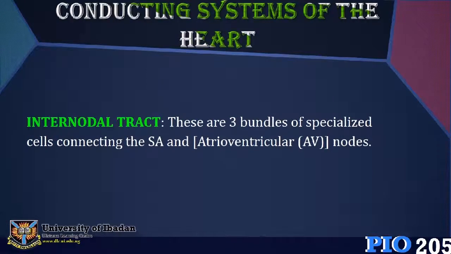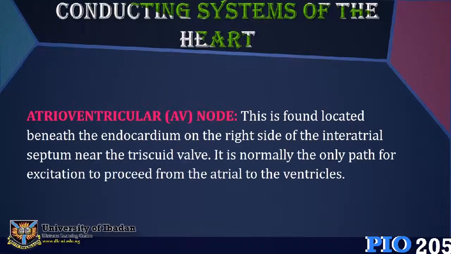Internodal tract. There are three bundles of specialized cells connecting the SA and atrioventricular AV nodes. They are the anterior, middle, and posterior internodal tracts. These tracts increase the likelihood that impulses from the SA node will reach the AV node to initiate ventricular depolarization, as internodal tracts are more resistant to blockage of impulse than atrial muscle.